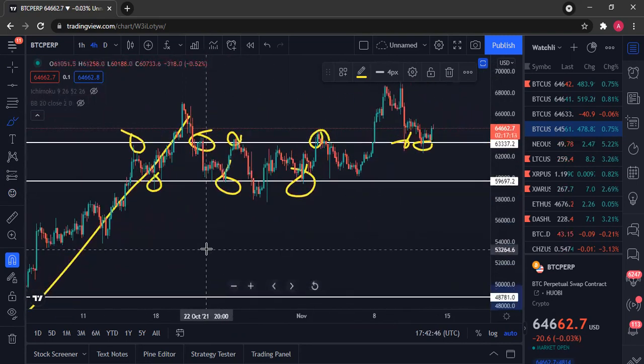Once we have a level that is used multiple times, at least 2 or more times, do you understand? That particular level is considered a very strong support and resistance level. It is within that region that you're expecting a bounce from the market, that the market should turn back from those regions.